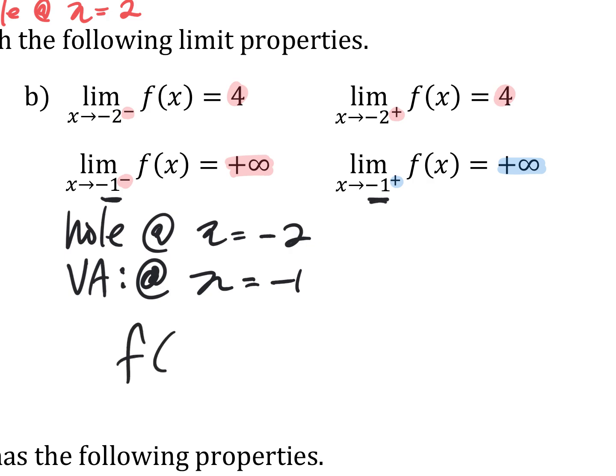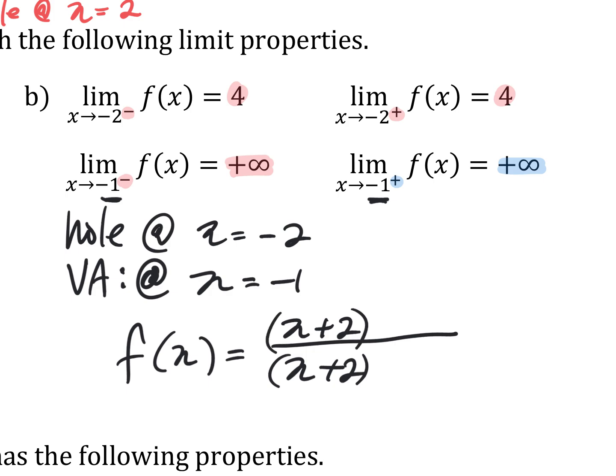So the possible function here that we can create, since we have a hole here, the linear factor of x is equal to negative 2 is just going to be x plus 2 on the numerator and x plus 2 again on the denominator. Now, earlier I said, look at this one.